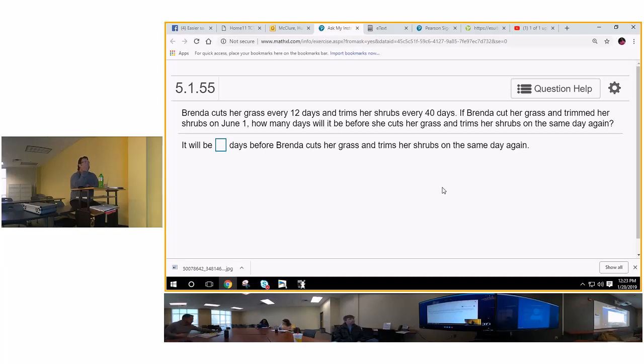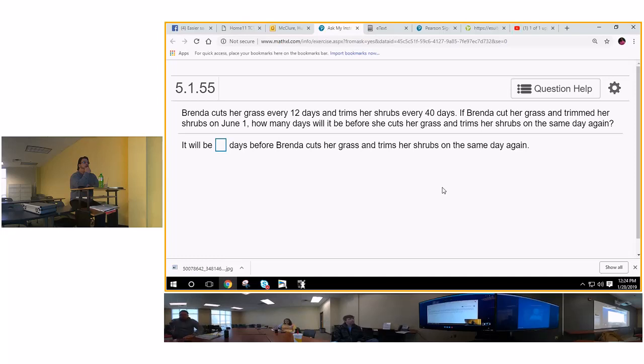All right, you're given two numbers. When you're given two numbers, that means they either want to find the greatest common divisor or the least common multiple. I don't care because I'm going to do both of them. If Brenda cuts her grass and trims her shrub on June 1st, how many days will it be before she cuts her grass and trims her shrub on the same day?